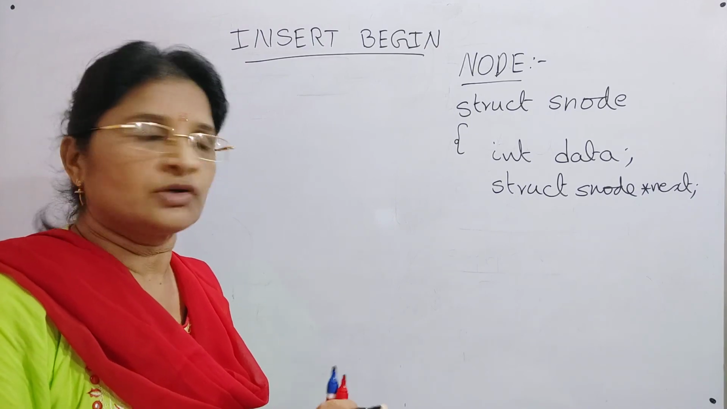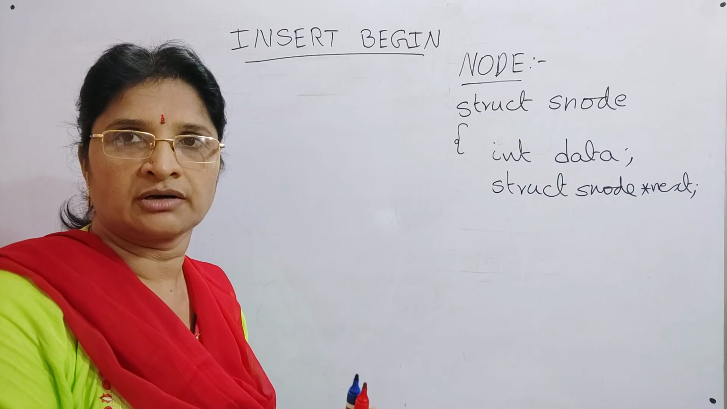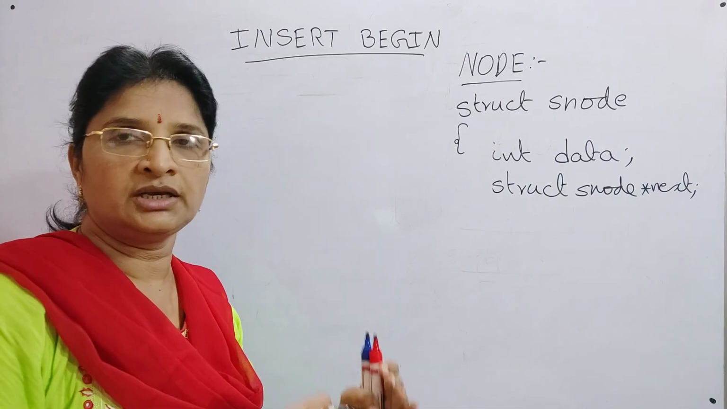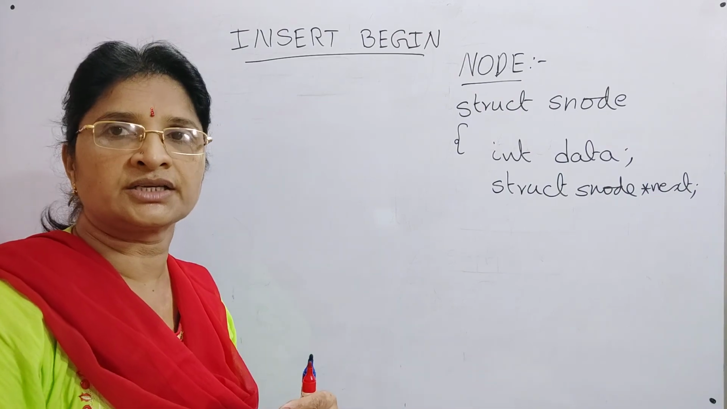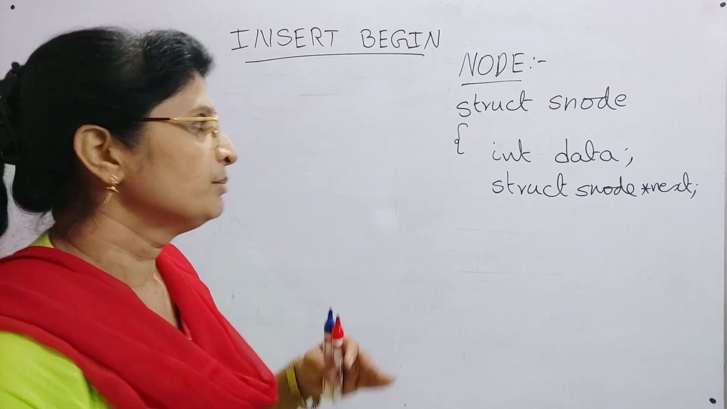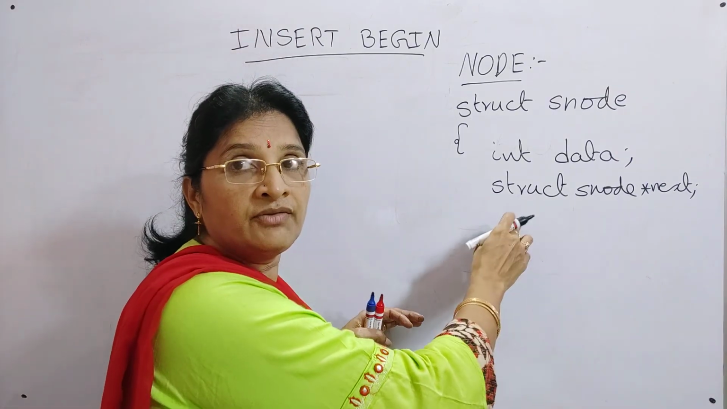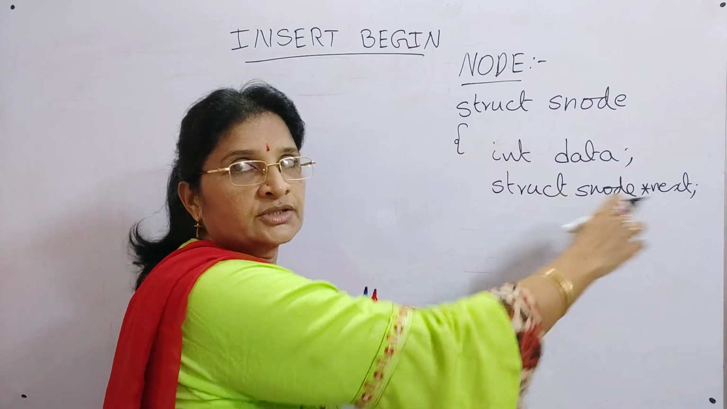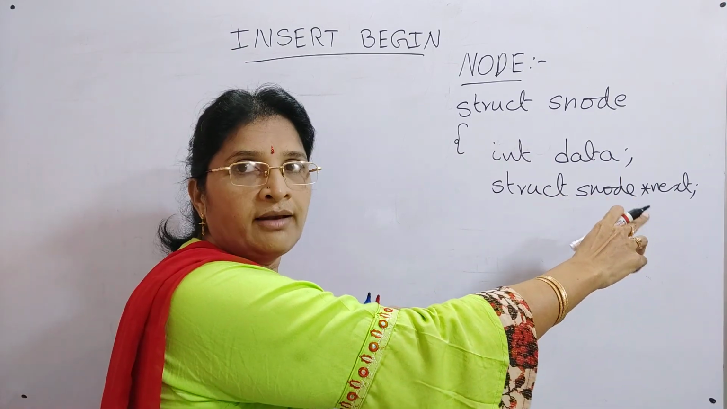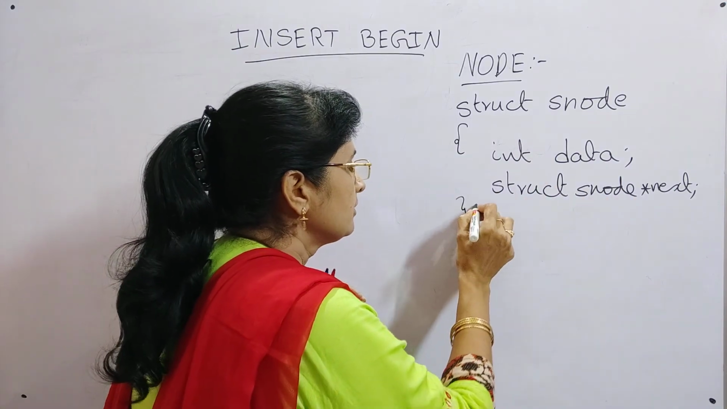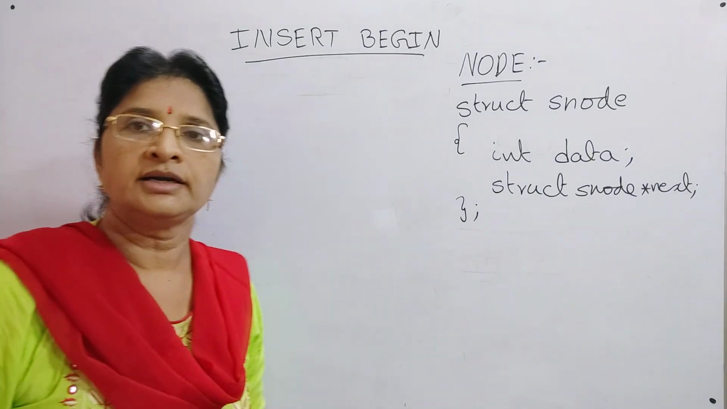That means, if in one structure you give another structure, then we call it nested structures. But here we are giving again the same structure. So that's why it is called a self-referential structure, and this is how we can define a node.